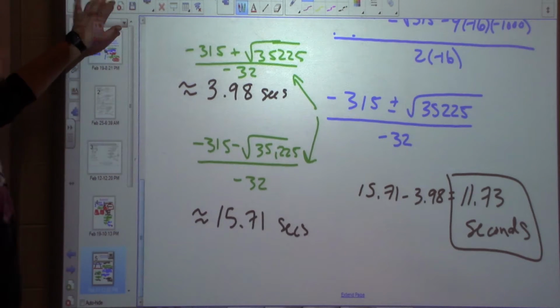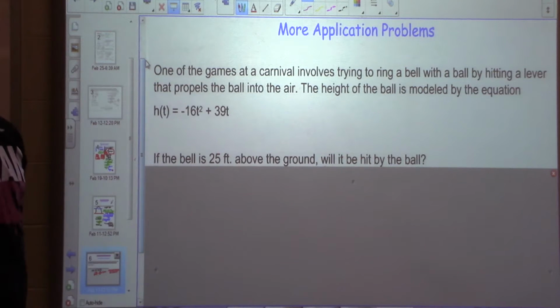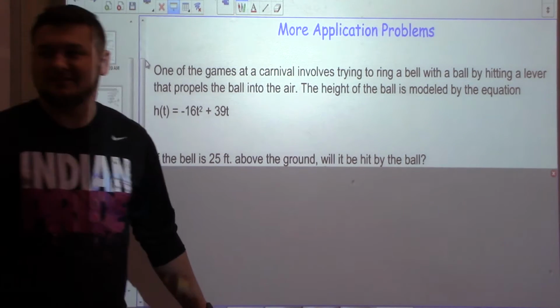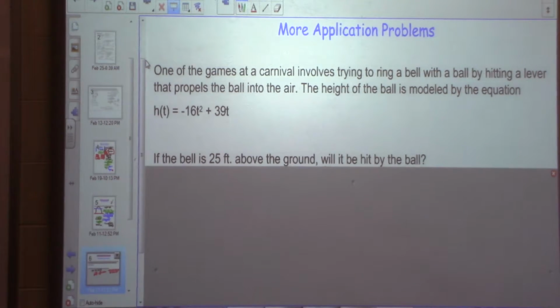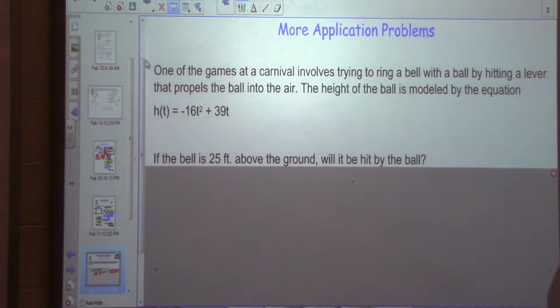Okay. Try another one. This one's for you guys to try. Talking about a carnival game. I love carnival games. So much fun. One of the games at the carnival involves trying to ring a bell with a ball by hitting a lever that propels the ball into the air. The height of the ball is modeled by the equation h of t equals negative 16t squared plus 39t. If the bell is 25 feet above the ground, will it be hit by the ball?